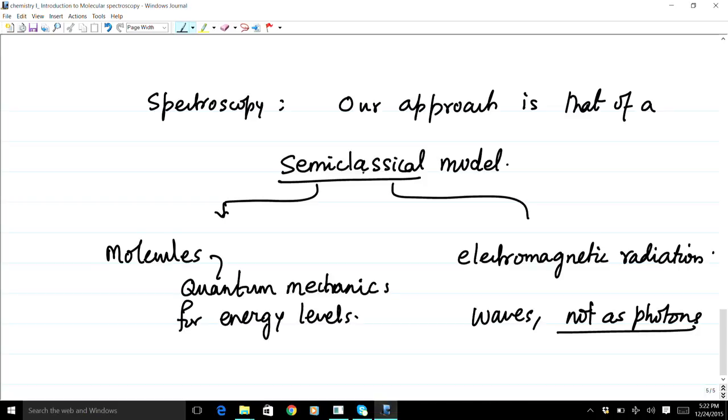The classical part of the semi-classical model is the treatment of electromagnetic radiation as consisting of waves of oscillating electric field and oscillating magnetic field, and not necessarily as photons, invoking the quantum electrodynamical theory of electromagnetic radiation. We do not do that. That is for much more advanced work, and for the current spectroscopic model, and for probably a couple of other courses in chemistry, the semi-classical model is sufficiently accurate. Therefore, please remember: molecules by quantum mechanics, radiation by classical mechanics.